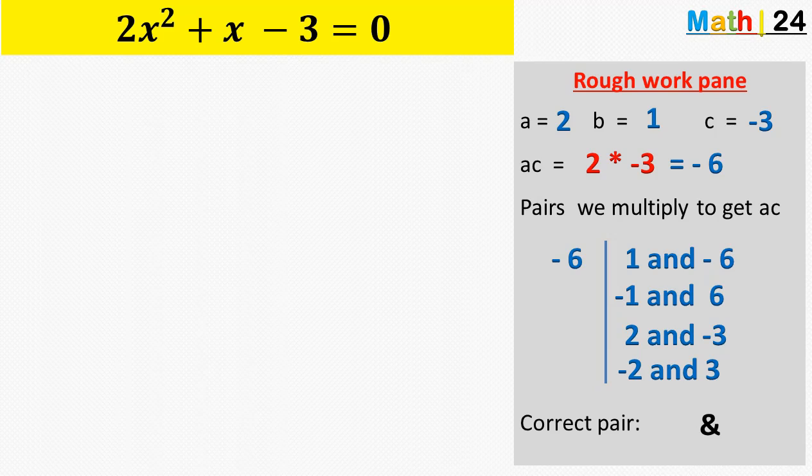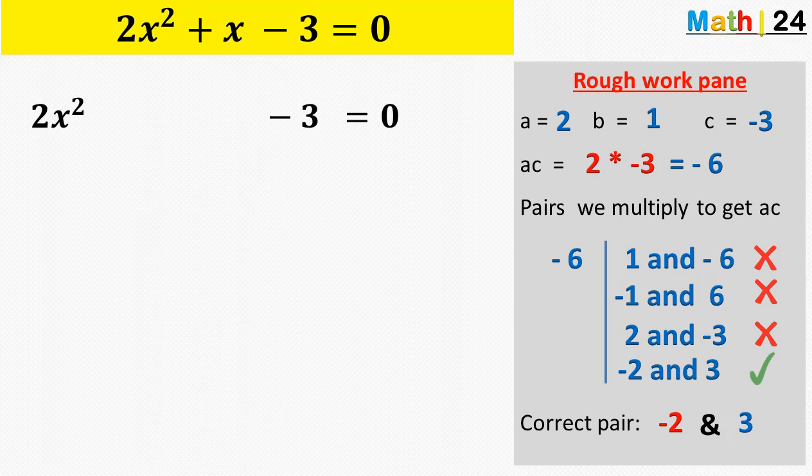We now add each of these pairs. 1 plus minus 6 gives us minus 5. B is 1, so it's not the correct one. Minus 1 plus 6 gives us plus 5. It is not 1, so it is not correct. 2 plus minus 3 gives us minus 1, but our B is supposed to be plus 1. So the final one, minus 2 plus 3, gives us plus 1. So that's the correct set, and our correct pair of factors, we have minus 2x and 3x.